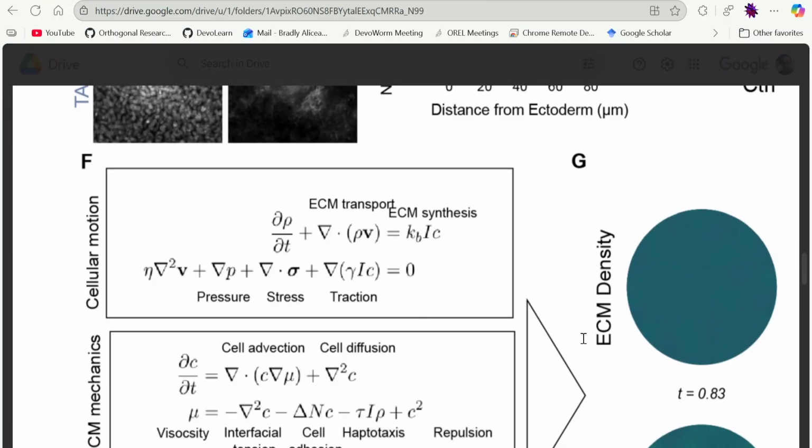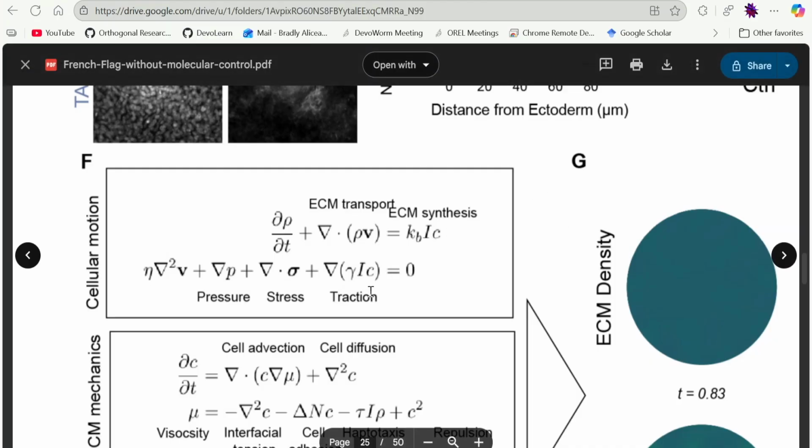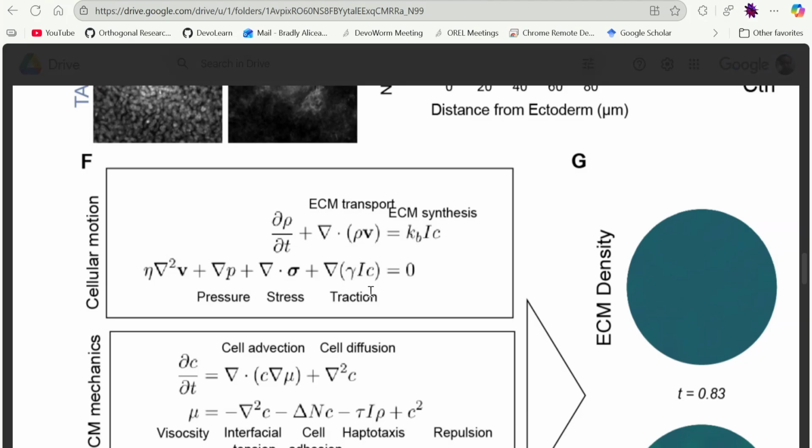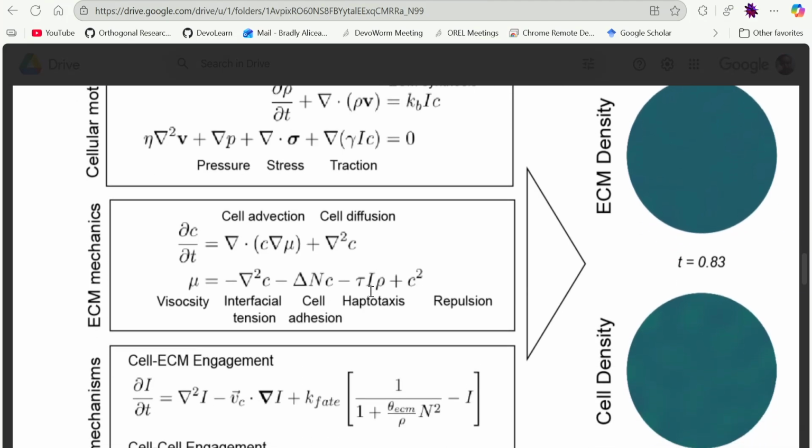So you have cellular motion, where you have pressure, stress, and traction, and you have gradients for all three of these. And then you have this ECM transport gradient, which leads to extracellular matrix synthesis. So you have transport in the extracellular matrix, which is a gradient. You end up with synthesis, and this is a product of pressure, stress, and traction at equilibrium. So there are all these physical mechanisms going into cellular motion in the extracellular matrix.